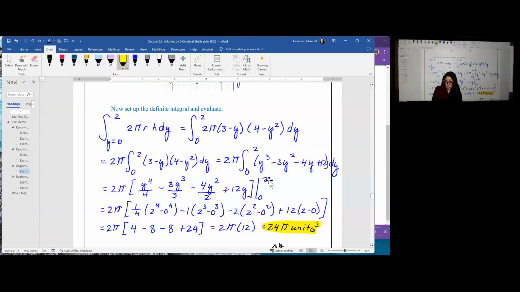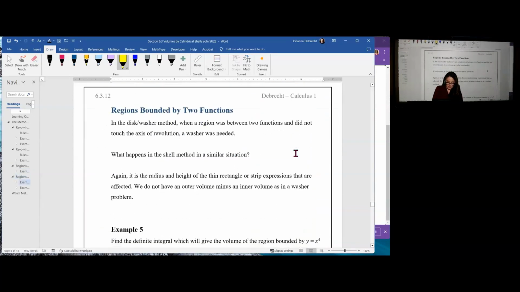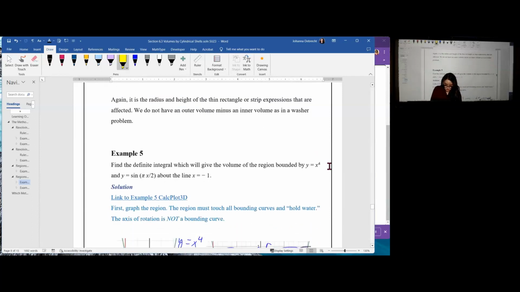Now that we've looked at revolving with respect to both the x-axis, the y-axis, and lines other than the axes, we want to look at revolving regions that are bounded by two functions instead of one function. When we look at these, in the disk washer method, we needed a washer in order to solve this. However, the shell method takes care of that within the method itself. Again, it's going to affect the radius and height expressions for the shell method. Let's go ahead and look at example 5 so I can show you how this works.